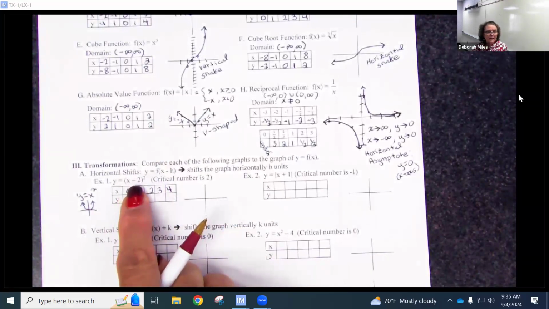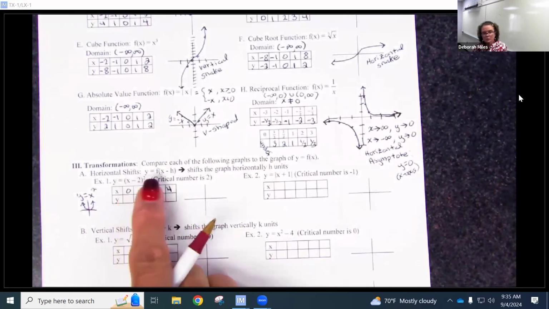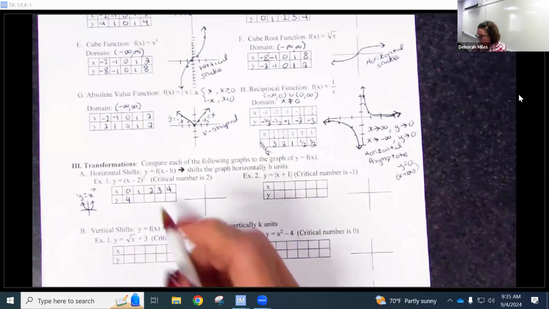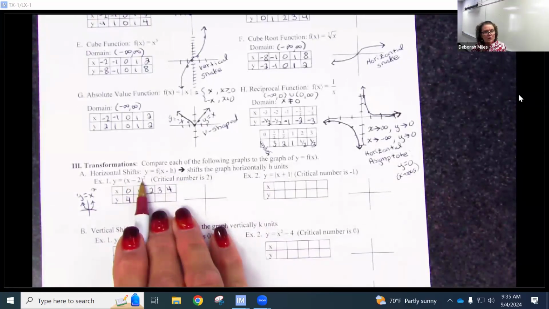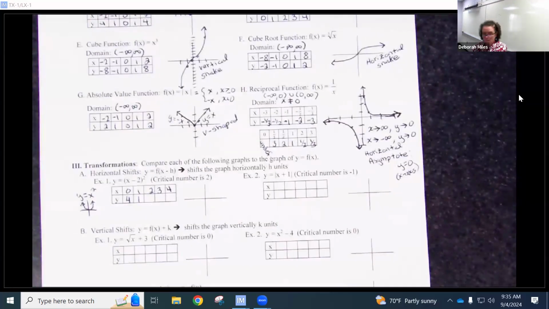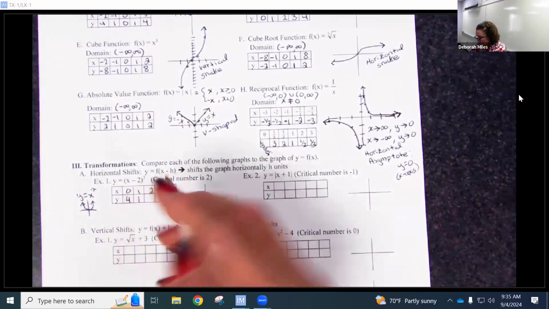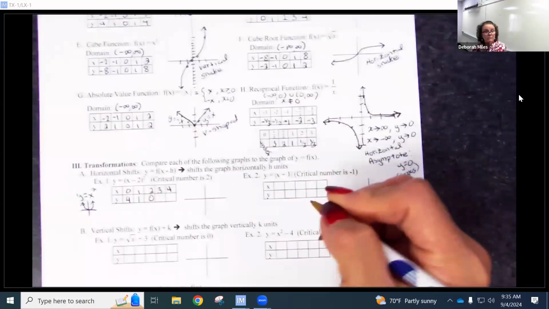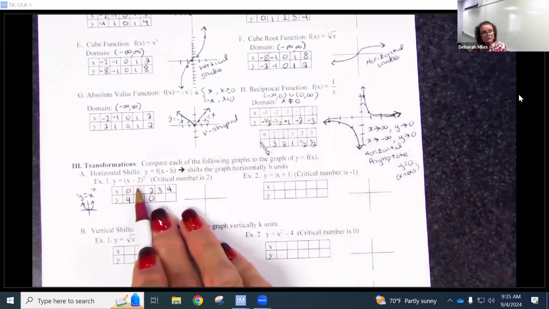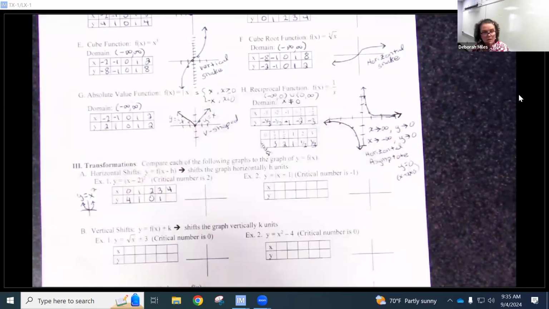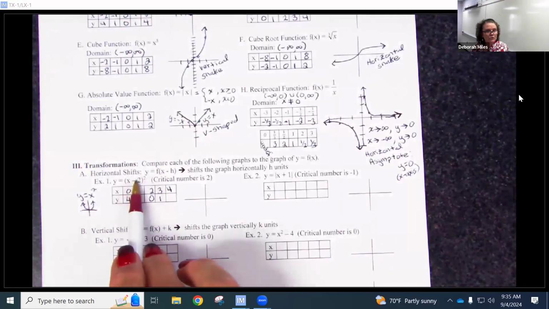0 minus 2 is negative 2. Negative 2 squared is 4. 1 minus 2 is negative 1. Negative 1 squared is 1. 2 minus 2 is 0. 0 squared is 0. 3 minus 2 is 1. 1 squared is 1. 4 minus 2 is 2. 2 squared is 4.